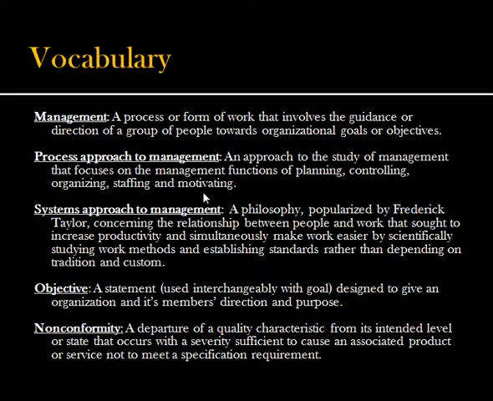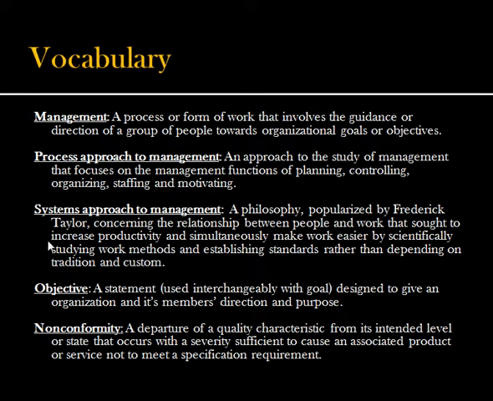A system approach to management was popularized by Frederick Taylor, and that's basically making work easier by scientifically studying work methods and establishing standards. Now, notice the word scientifically. There's an acronym for that, MRAB. We identify what the issue is, we develop measurement methods, we gather data, analyze the data, and come up with solutions.